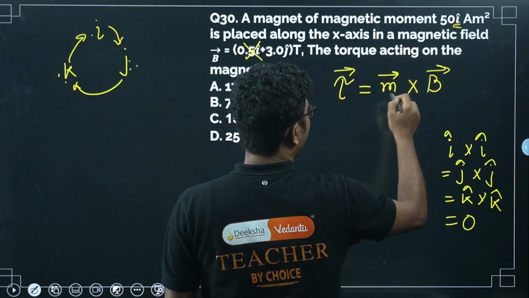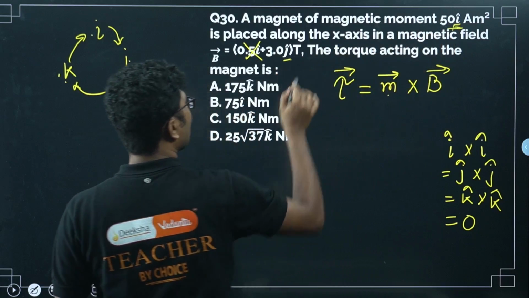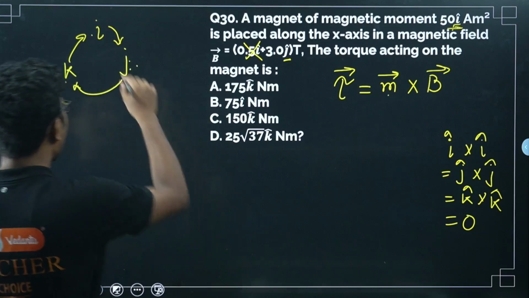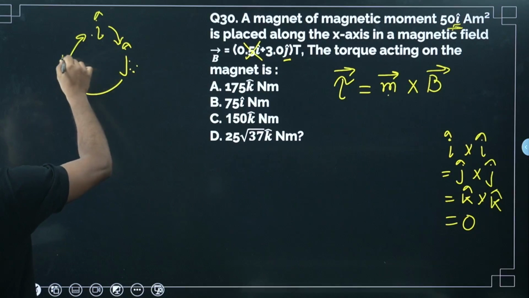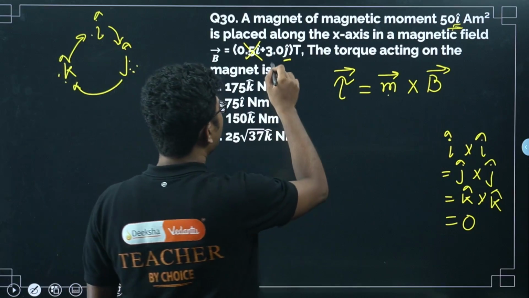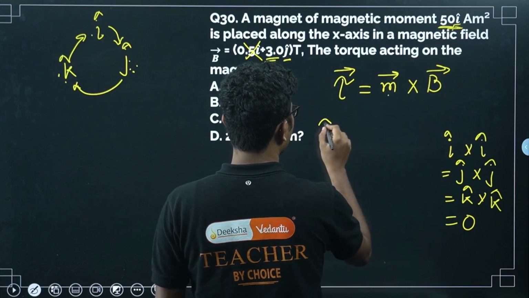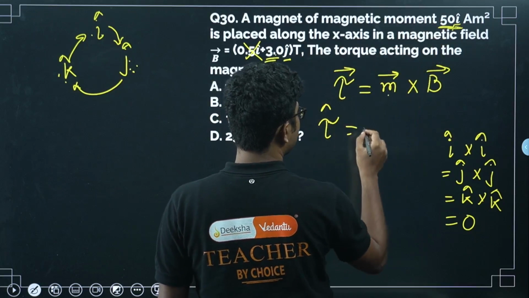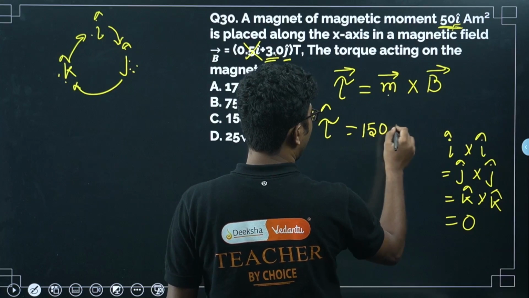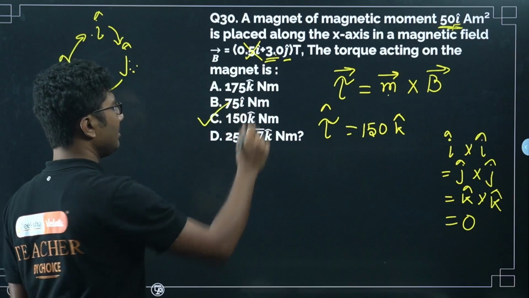Now, M is first, so i is first. i cap times j cap should be k cap, right? So the only thing we need to multiply is this 3 and this 50. So torque will be 50 times 3, that is 150 k cap. So it is 150 k cap Newton meter.